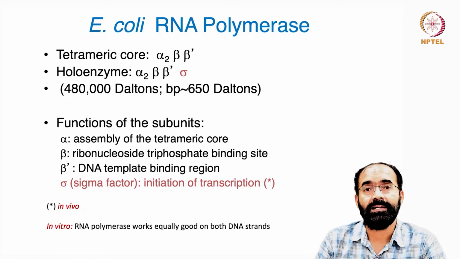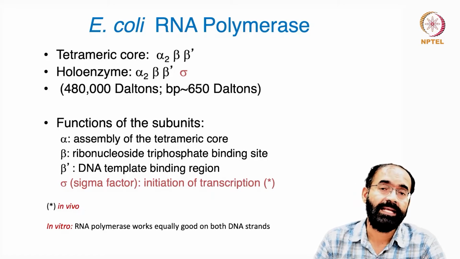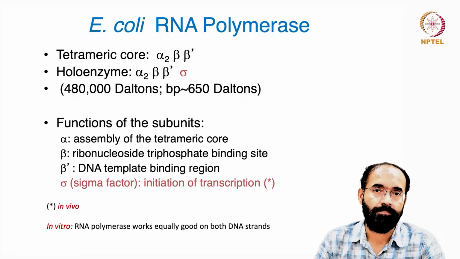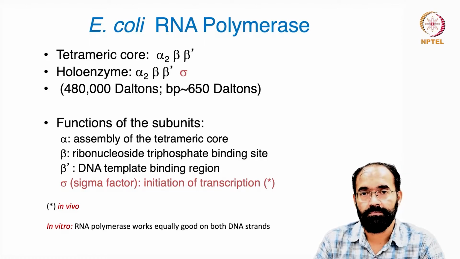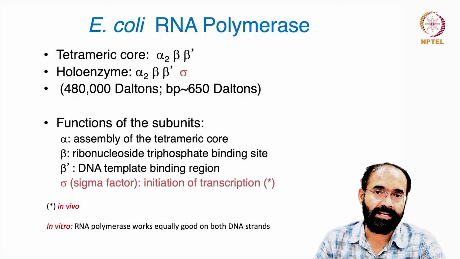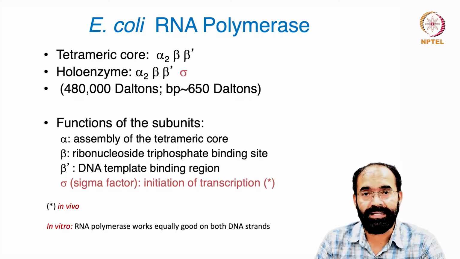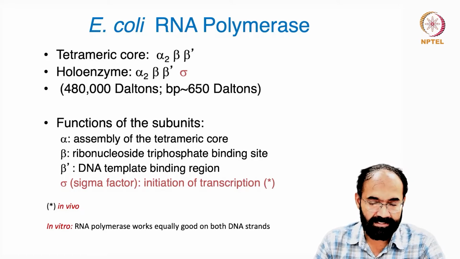So sigma factor is a requirement for the in vivo situation. In vivo means in a real situation. If a bacterial genome is present inside a bacterium, in a real-time situation, sigma factor comes into the picture and decides how effectively a given gene is transcribed.